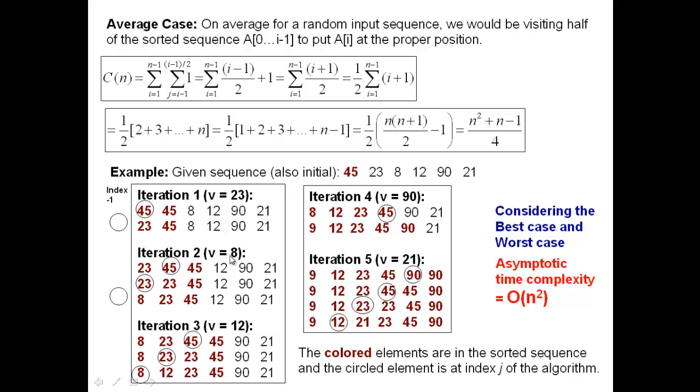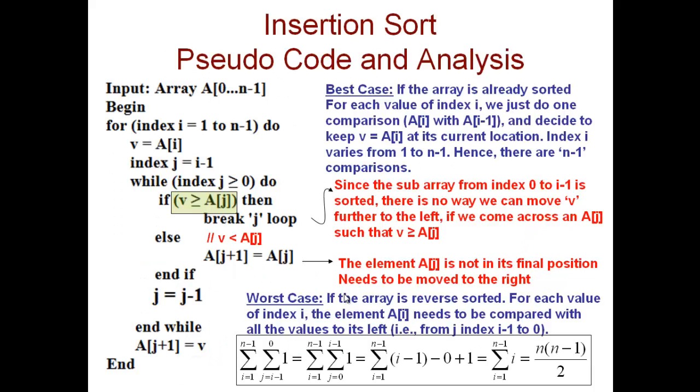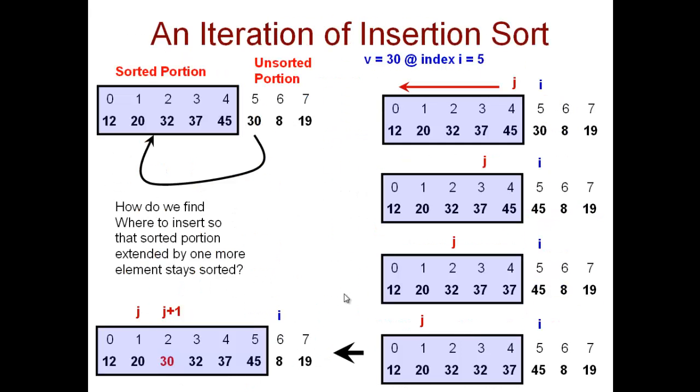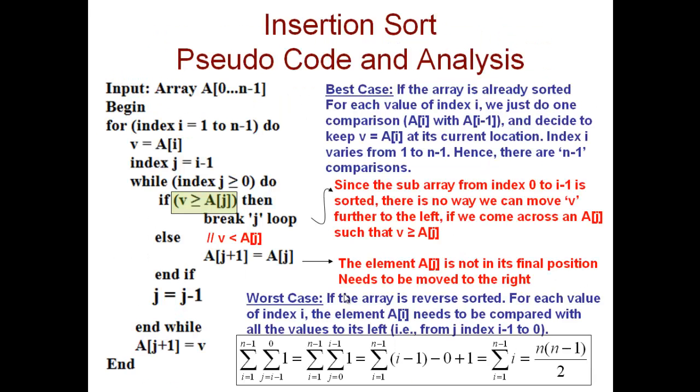And we'll do that in the second iteration. The 8 is the first element of the unsorted portion, and we try to insert it at the appropriate location, so that the sorted portion increases by 1: 8, 23, 45, and the rest is the unsorted portion. And we do that for all the iterations and the array will be sorted. So the key thing in this algorithm is how to figure out where to insert in the sorted portion. That's what we are going to see now as an example, and then we'll look at the pseudo code.